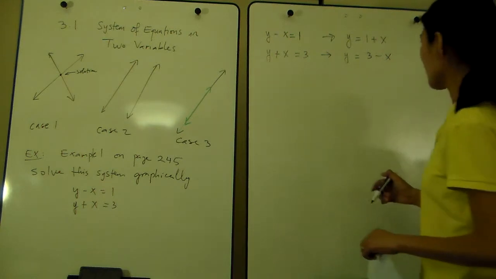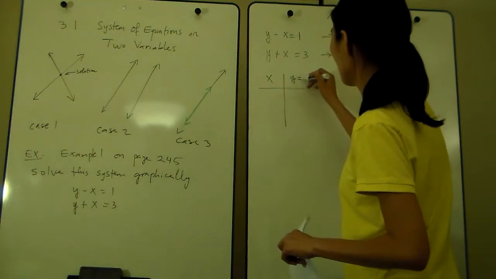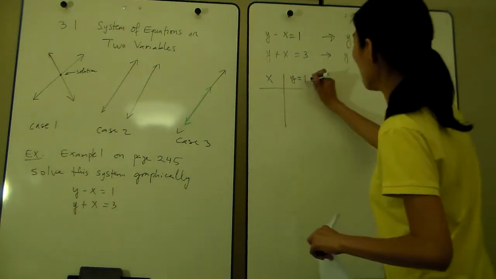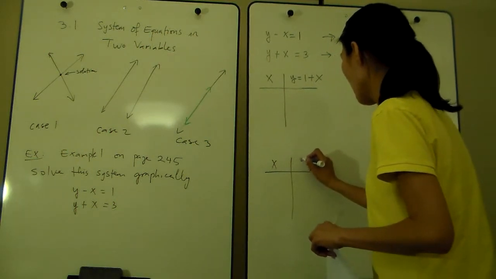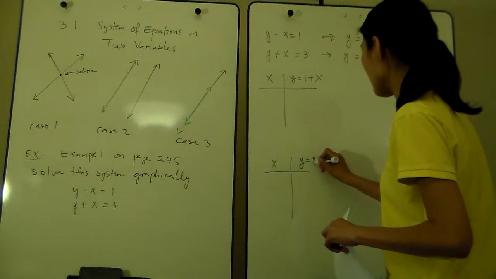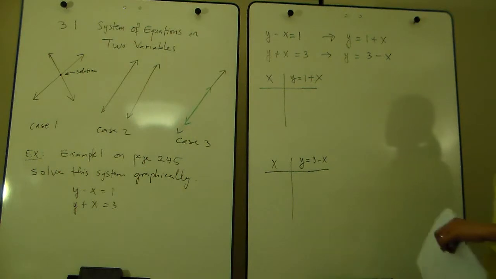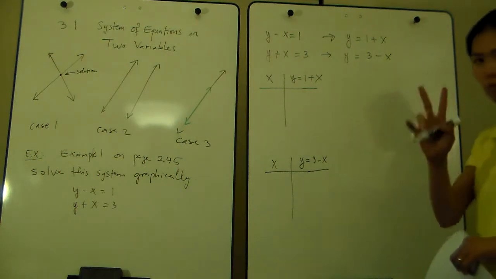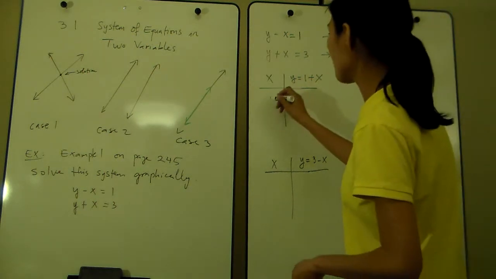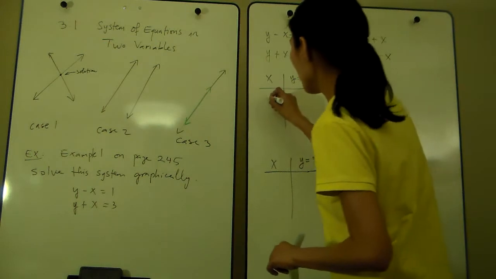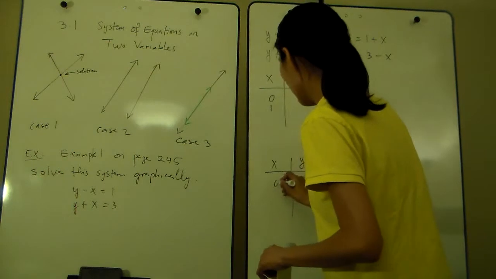Let me make space, remove this. So we have these two equations. You can draw two tables: this table for the first equation, 1 plus x, and the second table for the second equation, 3 minus x. Remember, to draw a line, all you need is 2 points. The third point is for checking. You can pick any number you want, but pick easy numbers like 0 and 1.